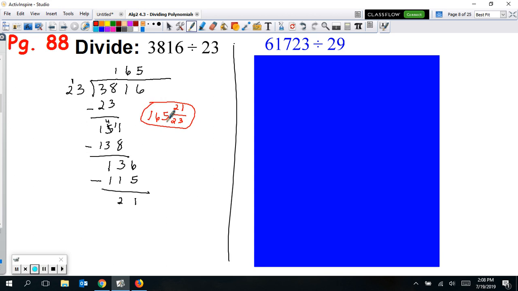We're going to leave it as a mixed number. You have your quotient and then your remainder over your divisor. That's going to be the entire answer. All right, so go ahead and pause the video, and you're going to do this one. 61,723 divided by 29. Do that problem and then play the video to see if you did it correctly.